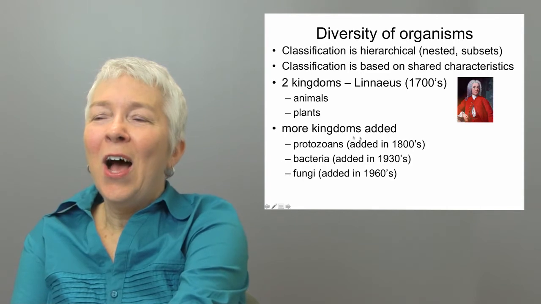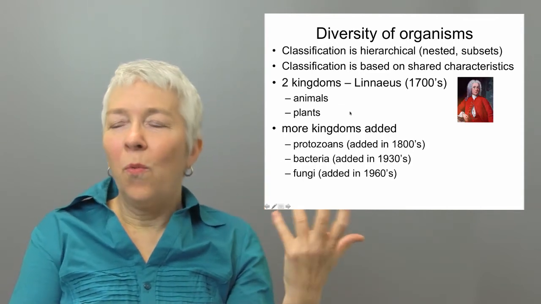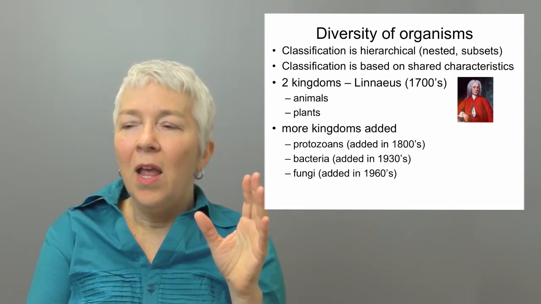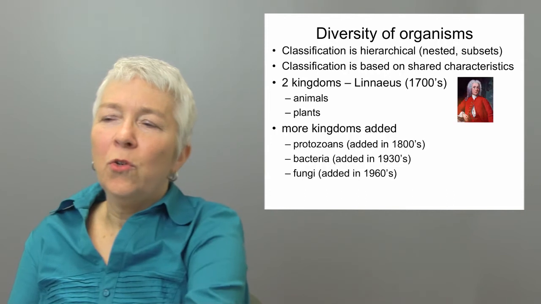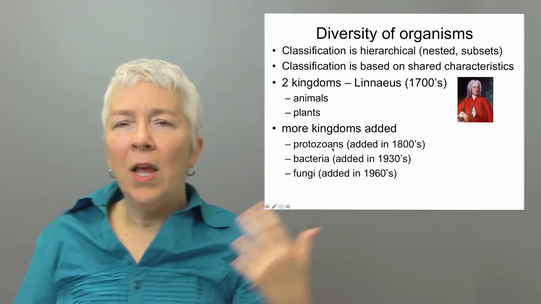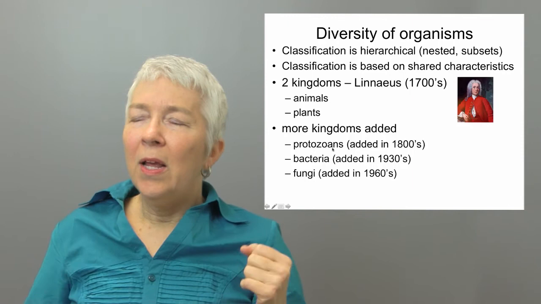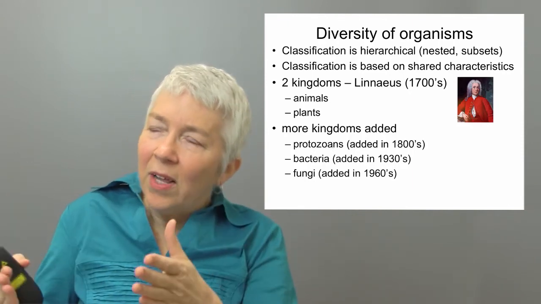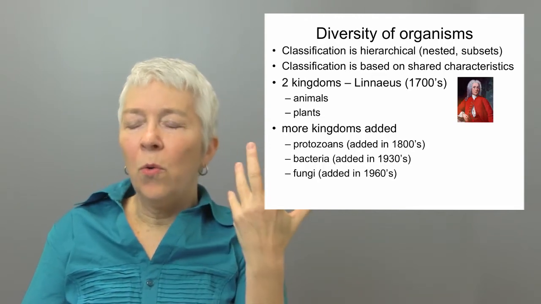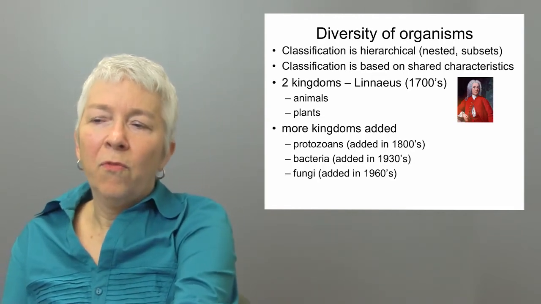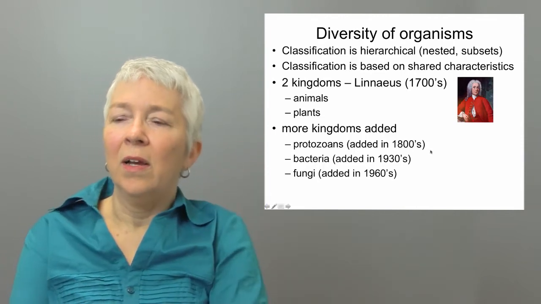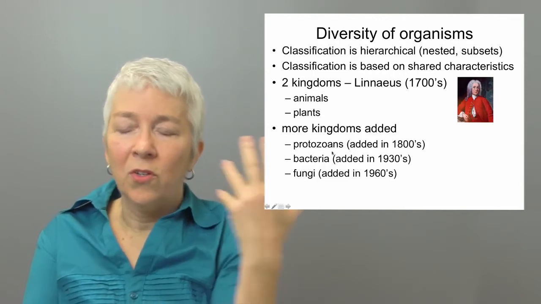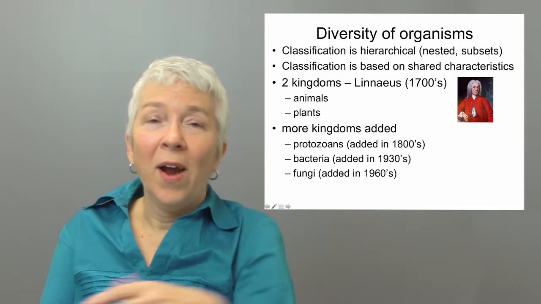Now, over time, as biologists learned more about different kinds of organisms, they realized that there were other organisms that didn't quite fall nicely into one of the 2 kingdoms. So for example, there are many protozoans that we'll learn about later that shared some characteristics with animals and other characteristics with plants. They didn't seem to either be very clearly animals or plants. And so a new kingdom for the protozoans was in fact generated later in the 1800s. Bacteria as a separate kingdom was generated in the 1930s. Fungi were added even later.